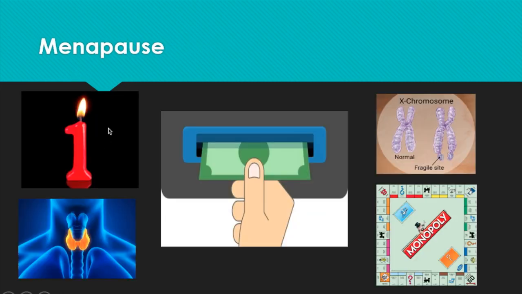Menopause is when a woman stops having a period for 1 year straight. Besides checking the LH and the FSH levels, it's important to check for thyroid function because thyroid disorders can present in a similar fashion. Here I have a Monopoly board. That's because there are 40 properties on the Monopoly board. This signifies primary ovarian insufficiency, which is when you experience menopause before the age of 40.